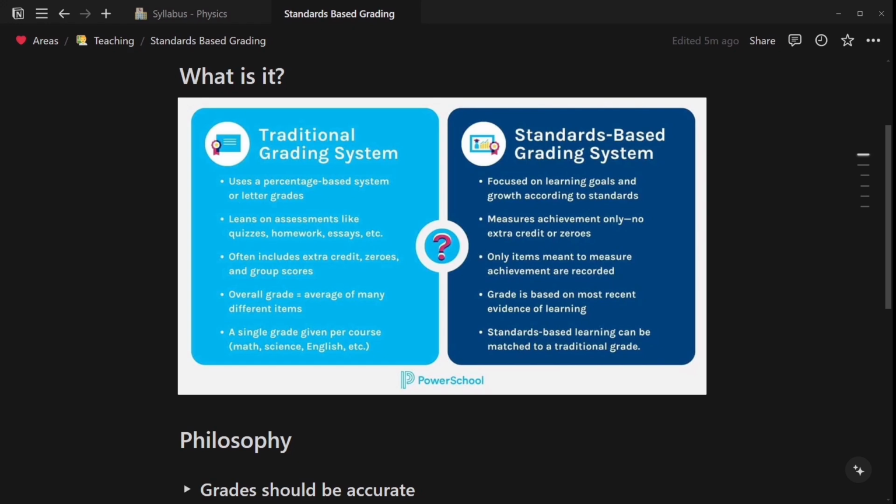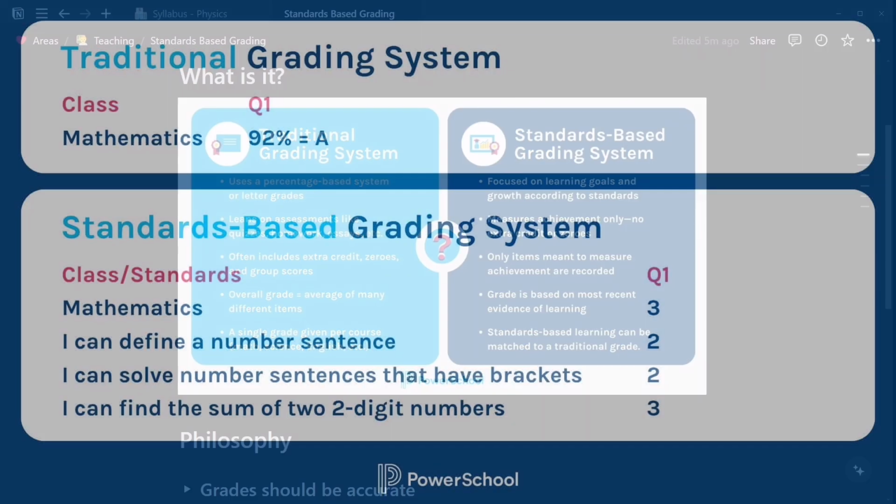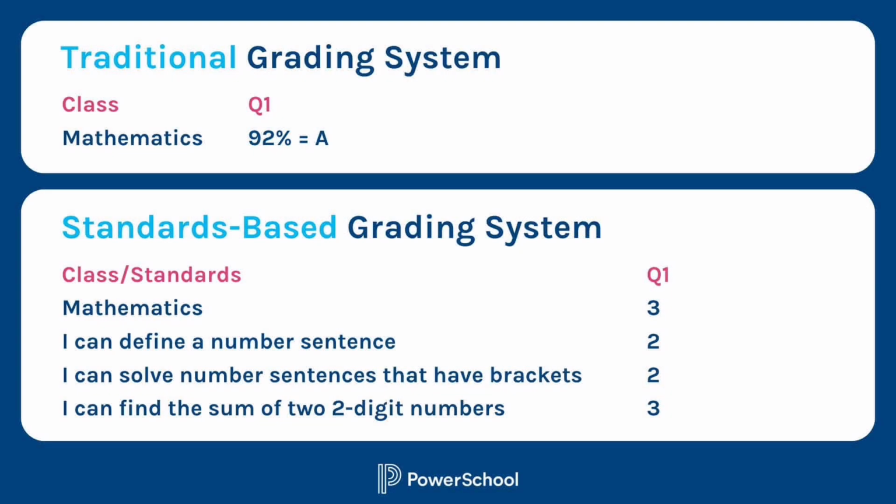Whereas for the standards-based grading system, the focus is on learning goals. Each individual learning objective, as we're calling them, is going to be assessed. And it's basically, I can do this. I can do a specific skill. And we'll see some examples of those momentarily.